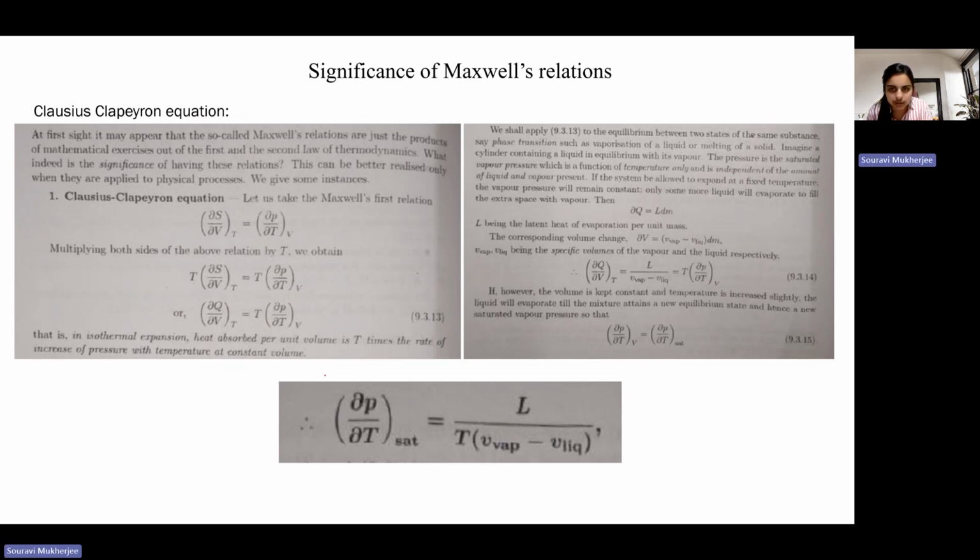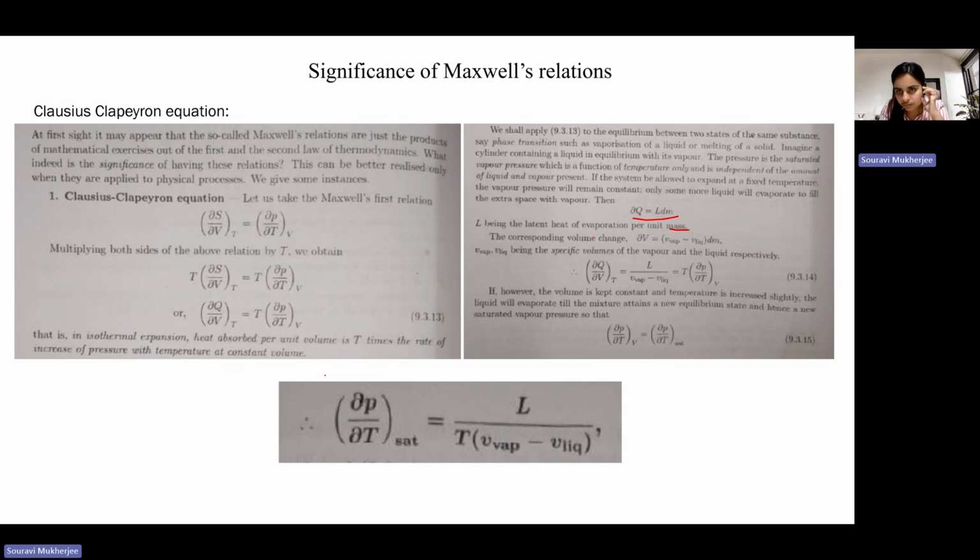suppose the one that we are talking about, there's some latent heat involved, and the transition happens at some temperature T, and this latent heat is associated with the heat absorbed. So you can always write dq as L into dm, where L is your latent heat of evaporation per unit mass. Suppose we are talking about vaporization of a liquid. So then your dq is nothing but L into dm. dm is like delta mass, and L is the latent heat of evaporation per unit mass. So this is your dq.